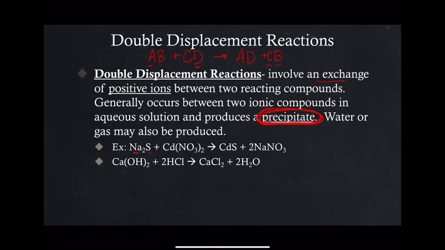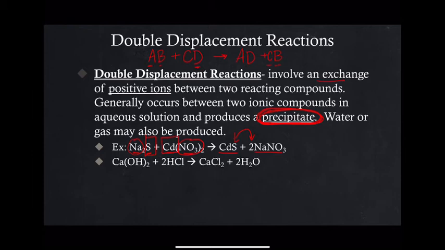Sodium and sulfur and cadmium and nitrate. Okay, so sodium is going to repair, the first one is going to repair with this one, the second piece. So we should have sodium nitrate. And then what's left, cadmium, is going to repair with sulfur, cadmium sulfur. And you could write these in either direction. If you wrote cadmium sulfur second and sodium nitrate first, that's perfectly fine.